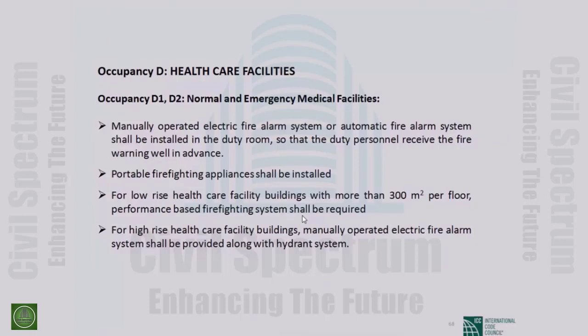Healthcare facility, depending on type, there is a lot of variation. Manually operated electric fire alarm system or automatic fire system shall be installed in the duty room so that the duty personnel receives the fire warning well in advance. Portable fire extinguisher appliance shall be installed for low-rise healthcare facility building with more than 300 meter square floor area. Performance-based firefighting system shall be required. So you need performance design for healthcare. So you need a lot of detail for buildings like hospitals. For high-rise healthcare facility building, manually operated electric alarm system shall be provided along with the hydrant system.